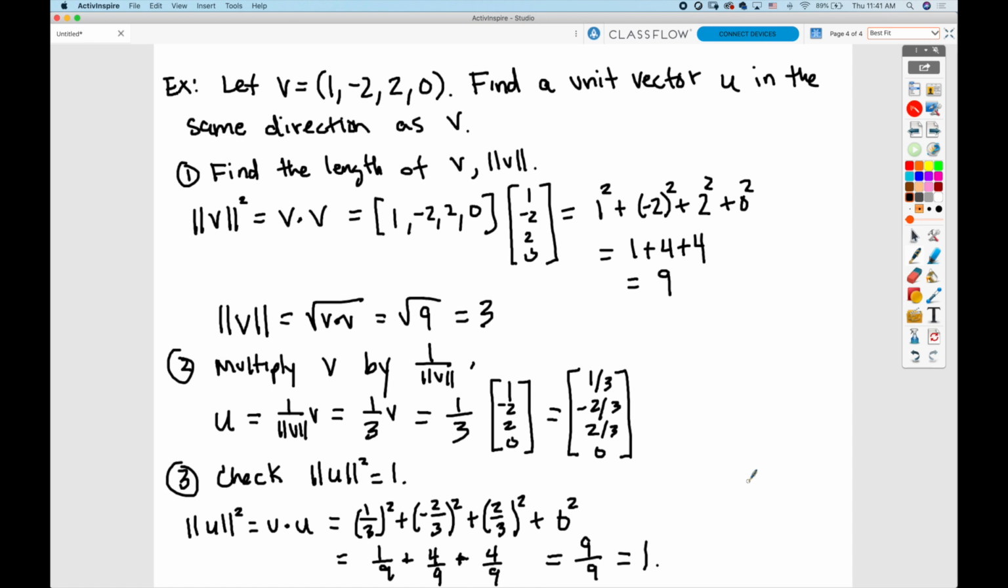Okay, so that's how we're going to find a unit vector. Basically what we need to do is figure out what our length is. After we find our length, we multiply our vector v by 1 over that length to find our unit vector.